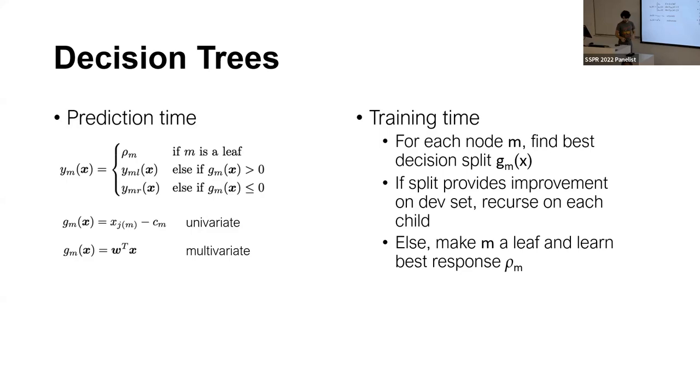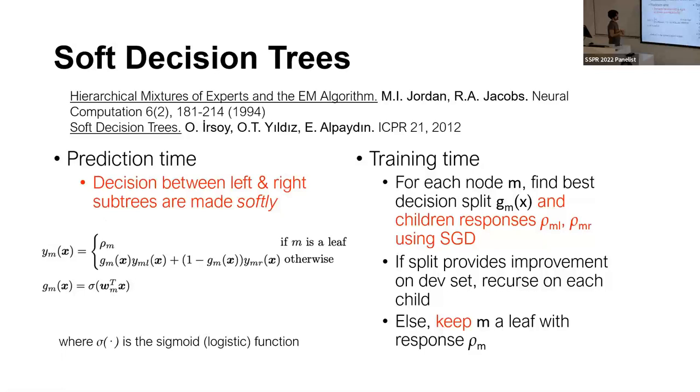So to get to soft decision trees, we make a relaxation. Instead of picking one of the left or right children exactly, we pick them softly. So instead of either going to left or right, we're going to go to both of them with some amount that is defined by this gating function. And that gating function, it makes sense that it could be something like a sigmoid on top of a linear split. So we take the left subtree or right subtree with some proportion.